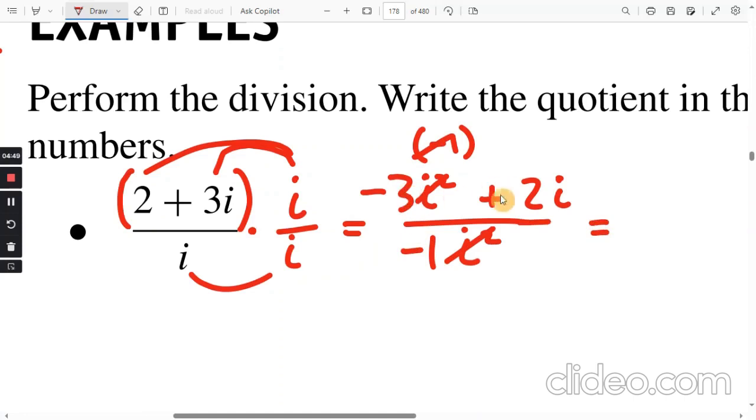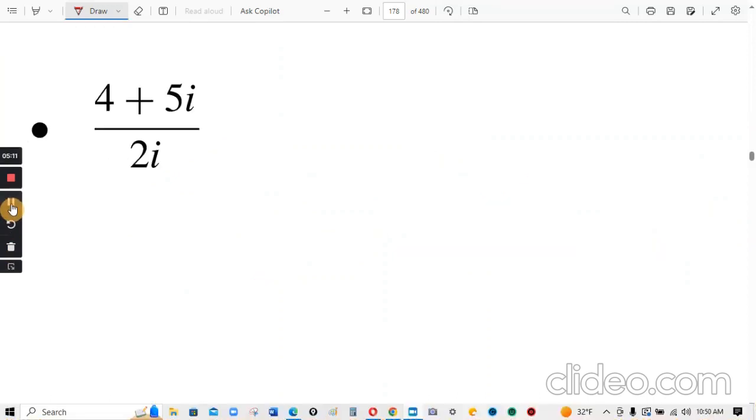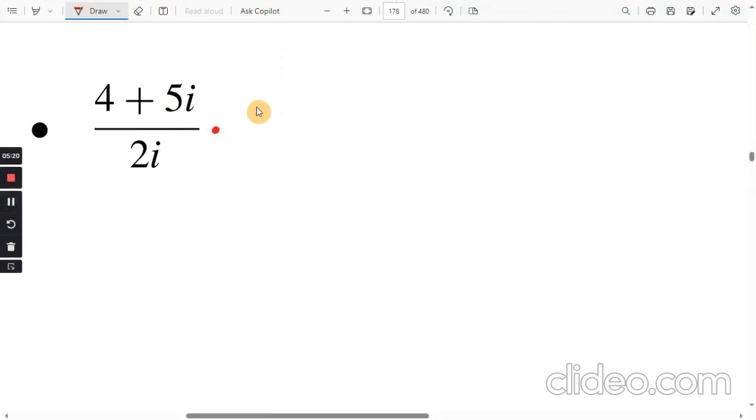Now, if you divide or multiply by negative 1, you just change the sign on each one of these. Negative 3 divided by negative 1 is positive 3. 2i divided by negative 1 is negative 2i. Final answer. All right, please pause and try this one right here using the same method. Okay, once again, we're going to multiply by I over I.